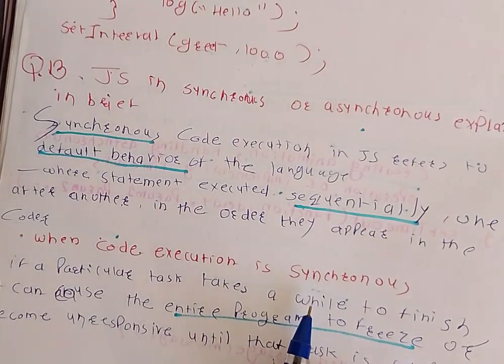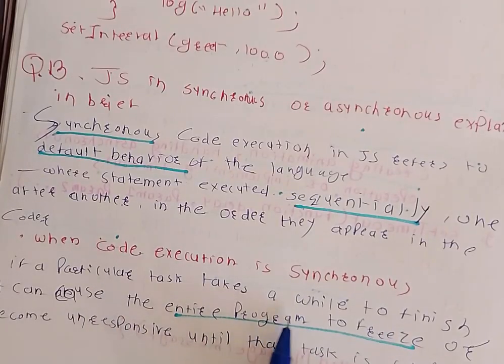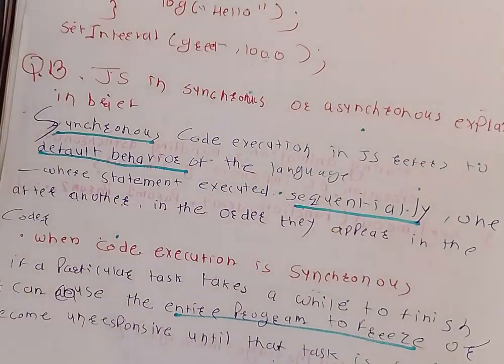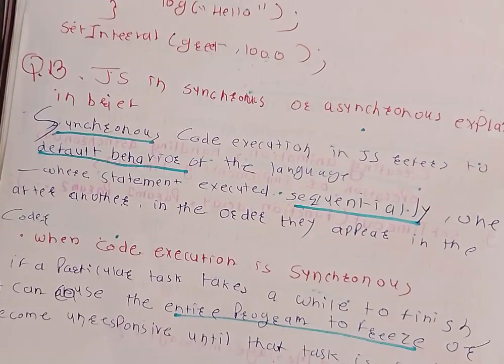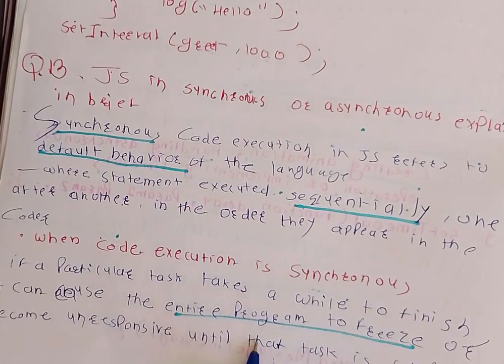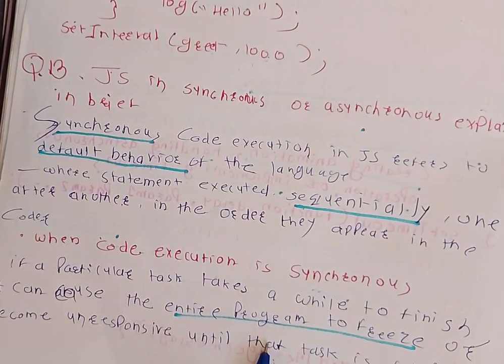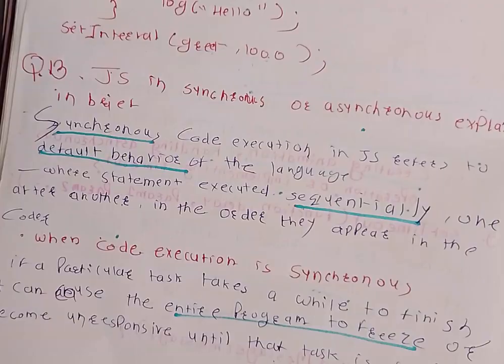When code is synchronous, if a particular task is slow to finish, it causes the entire program to freeze or become unresponsive until that task is completed. So JavaScript is a synchronous language. While executing the current code, it blocks all the code of the whole project. Whereas asynchronous code doesn't block the code, and runs simultaneously on a particular project.